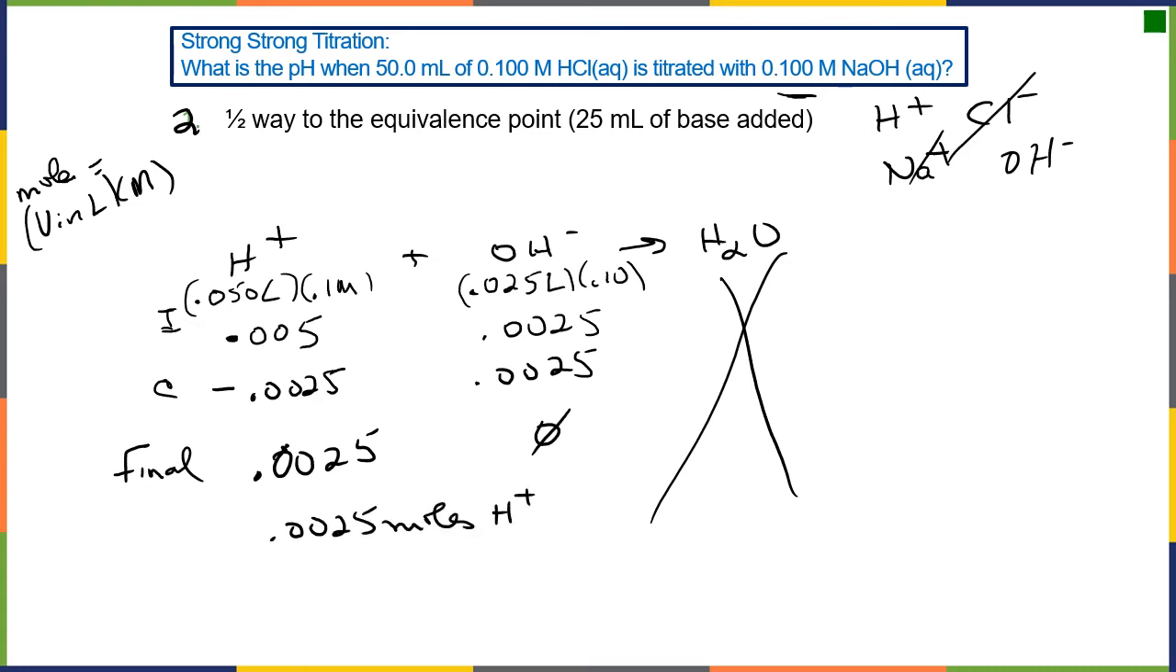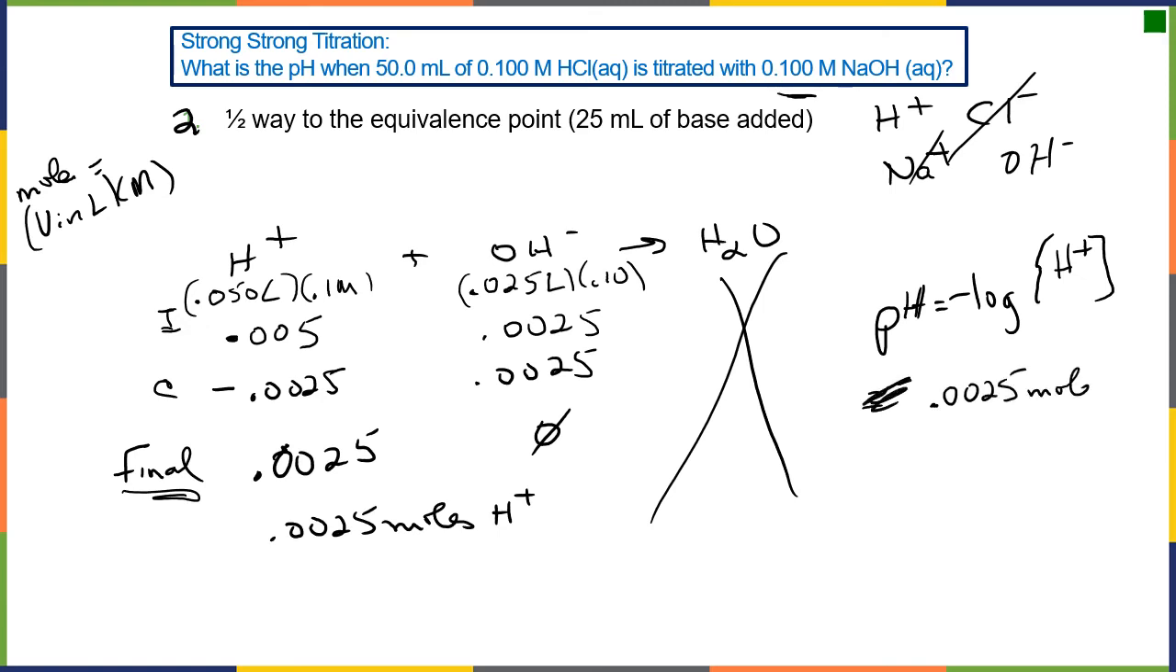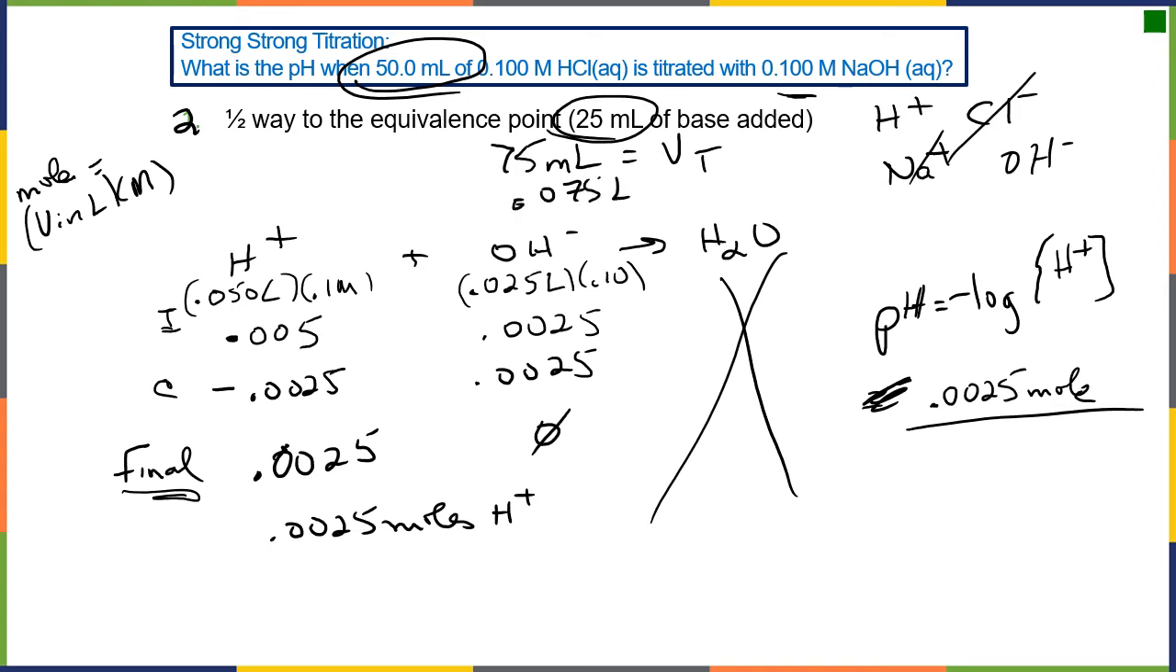So we have 0.0025 moles of H+. We've got to remember to stop and analyze always when we get to our final point. This is a strong acid. We know that pH is equal to the minus base 10 log of the concentration of the H+, which means we need moles per liter. So that's going to equal 0.0025 moles for the concentration divided by the volume. Now, the volume is going to be 50 plus 25, or 75 mL, which will be equal to my total volume, or 0.075 liters, again divided by 1,000.